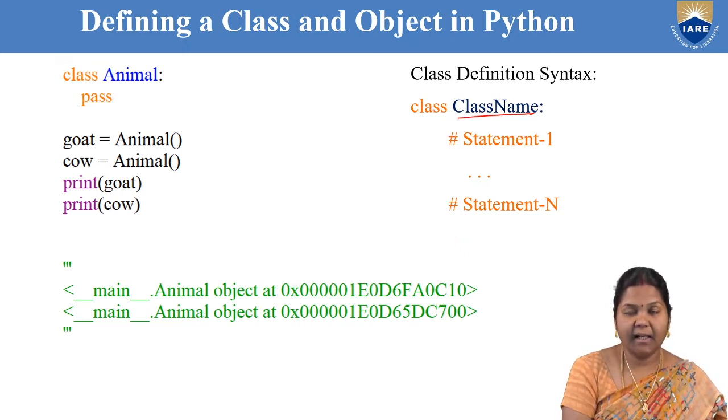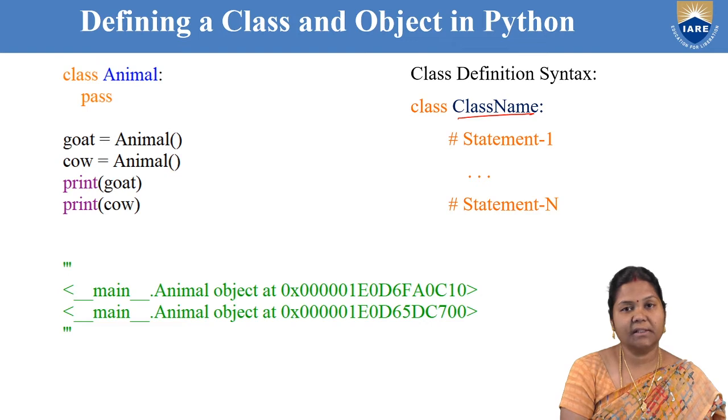So, you can see here one example. Class is Animal. Animal is the class. And you have written a pass statement. So here the pass statement is just a placeholder, which means it has nothing to do.